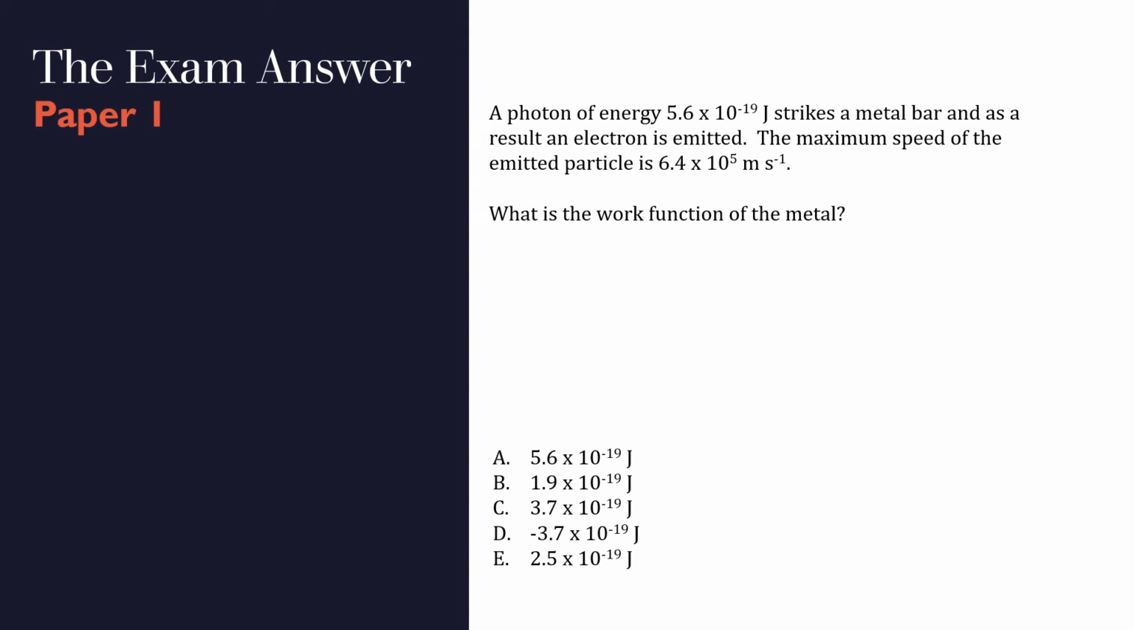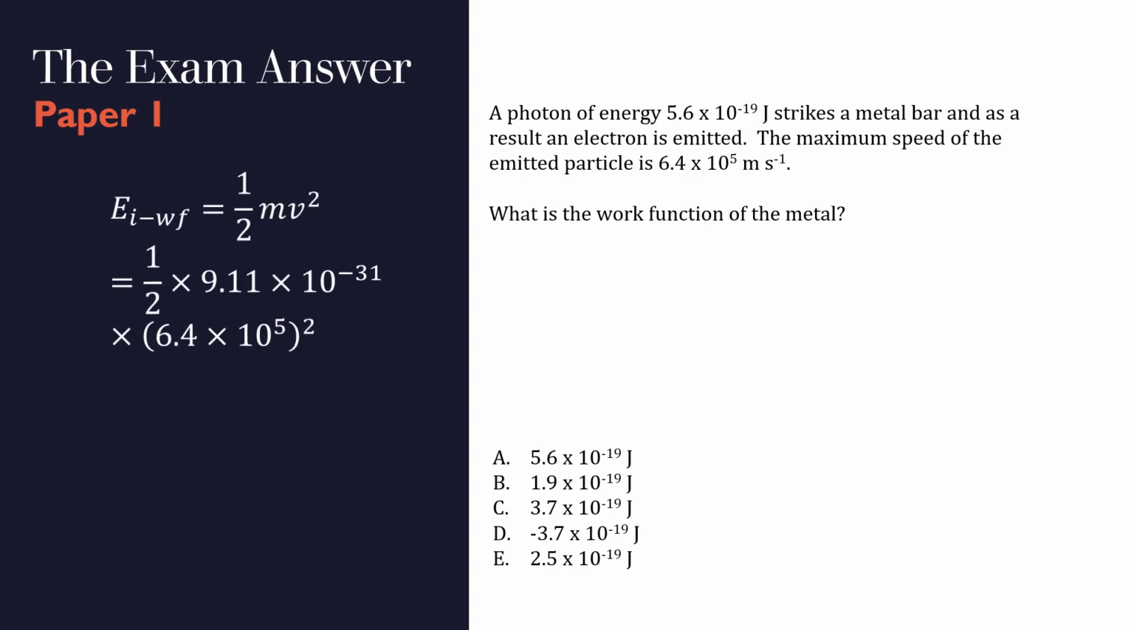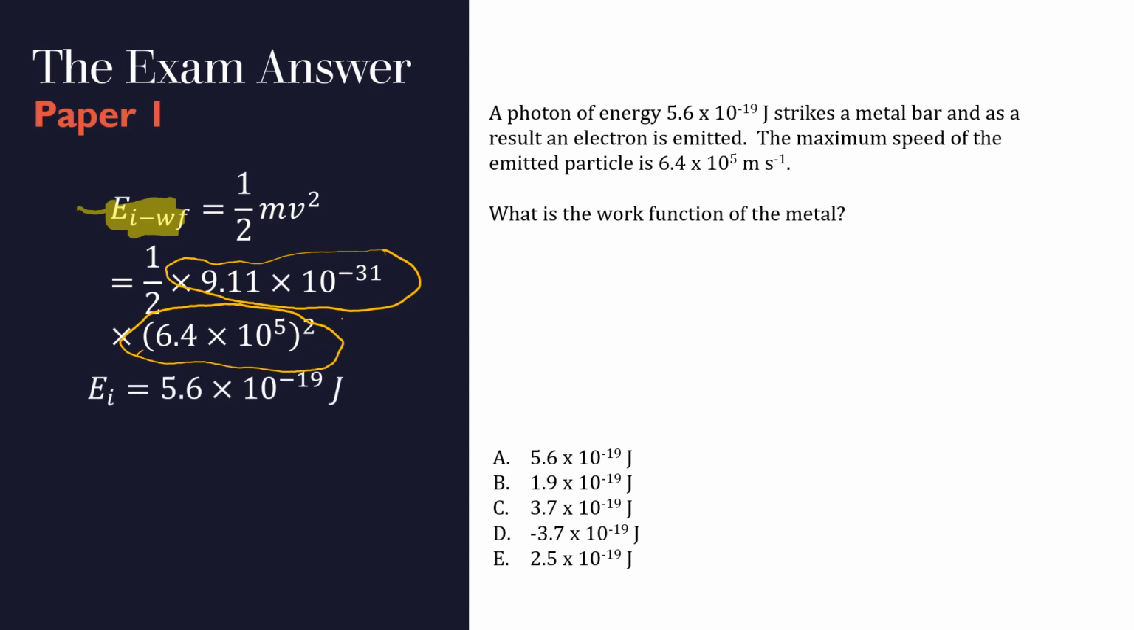So we can go ahead and work out the answer, being very careful that we do all the correct steps and have everything in the right units. So we know that E, the energy of the electron, which is the incident energy of the photon minus the work function of the metal bar, is equal to a half mv squared. We know that the electron mass is in our data sheet, and we were given the speed. We just need to remember to square that speed. We were also given already the incident energy.